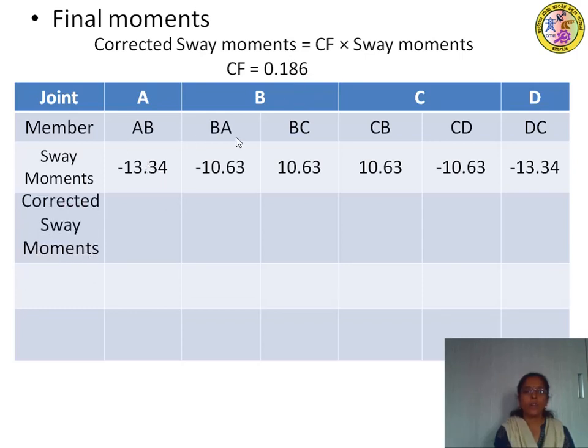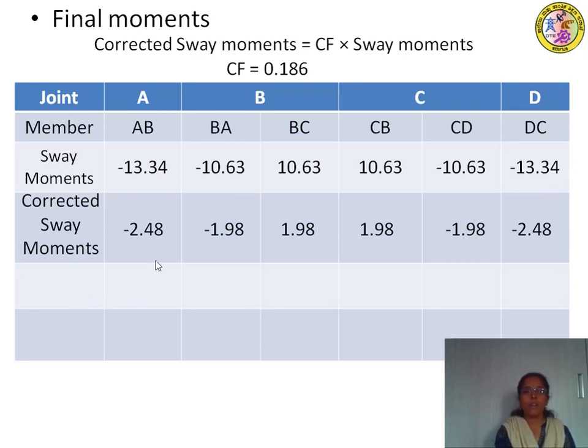So 0.186 into minus 13.34 will be equal to minus 2.48. 0.186 into minus 10.63 will be equal to minus 1.98. 0.186 into 10.63 will be equal to plus 1.98. For CB also 1.98. For CD minus 1.98, and for DC minus 2.48, that is 0.186 into minus 13.34, it is minus 2.48.